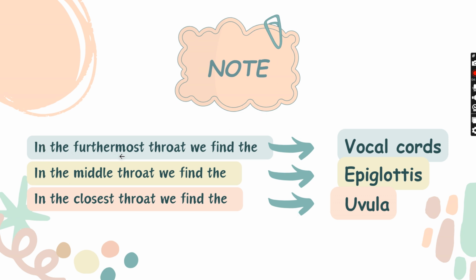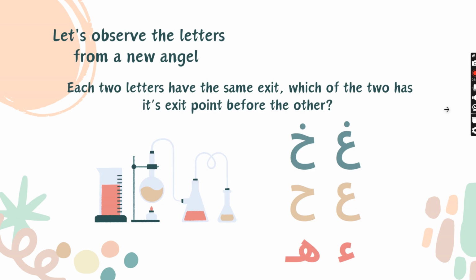Now, in the furthermost throat, we find the vocal cords, where the hamza and the ha are pronounced. And in the middle throat, we find the epiglottis, which only affects the letter ayn. And in the closest throat, we find the uvula, which has no role whatsoever in pronouncing our letters.